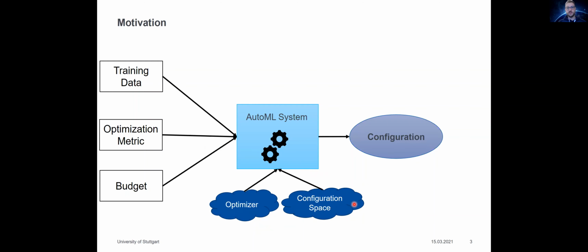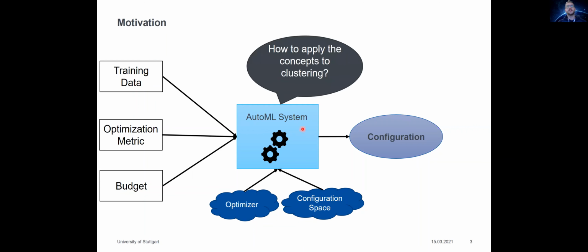Here, a configuration consists of an algorithm and its hyperparameter settings. And hence, the configuration space describes the search space of all possible configurations. Yet, the existing AutoML systems solely focus on supervised learning tasks, whereas clustering is an unsupervised learning task. So the question remains how to apply the concepts to clustering.